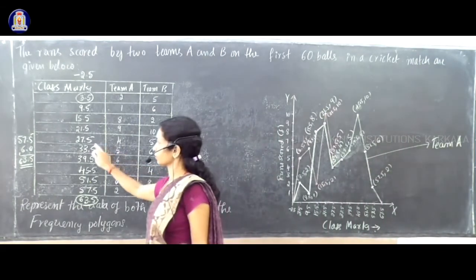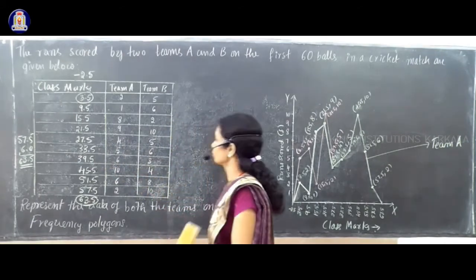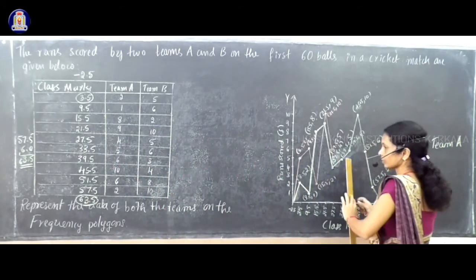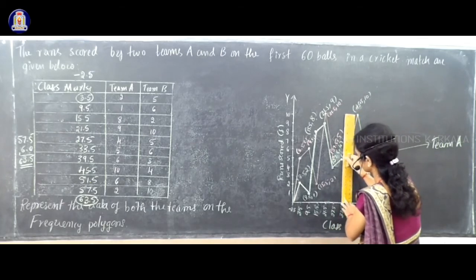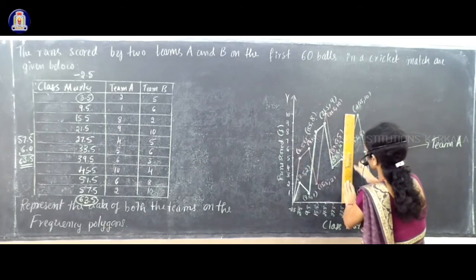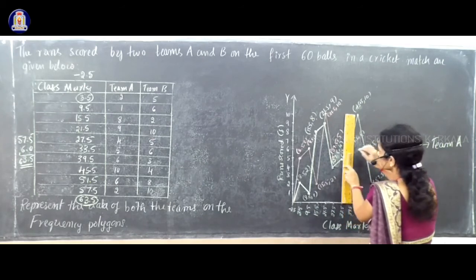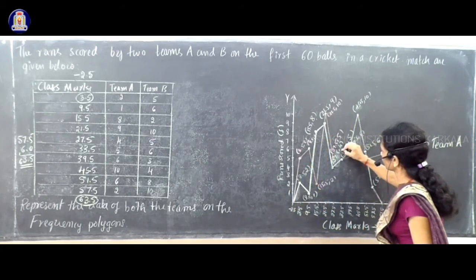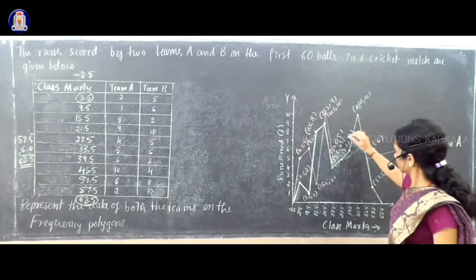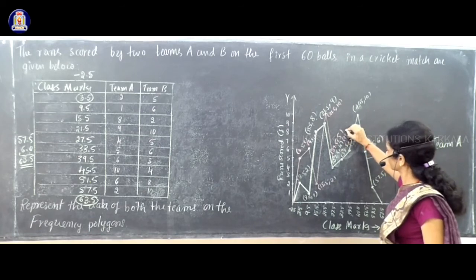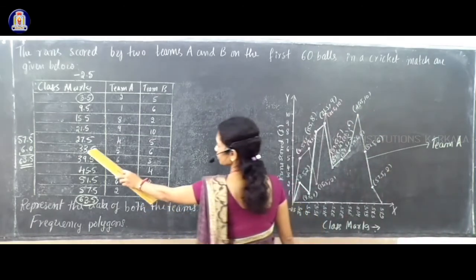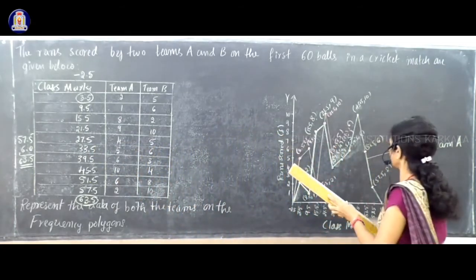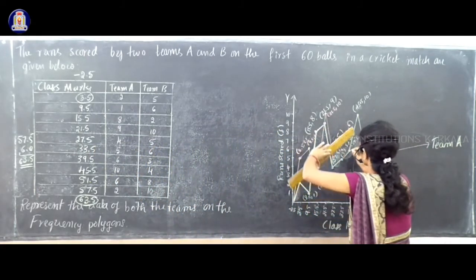After that 27.5, the next is 33.5. In that you have to move up to 6. 6 is here. Highlight that point and write down the coordinates of that. I write the coordinates here. Coordinates are 33.5, 6. And join this with the previous point.